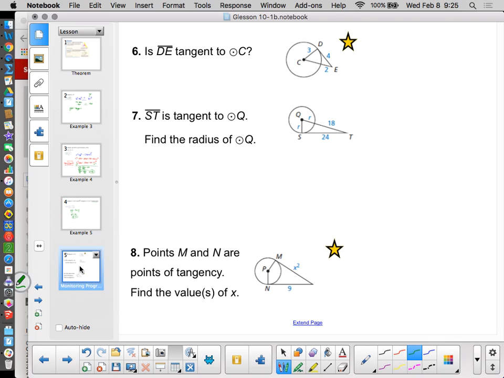Now you're going to get a couple chances. First off, it's going to be a yes or no. Very simple. Is DE tangent to circle C? Answer the question. Please note, however, that the 2 in this problem is just this part here. They don't give you the full length of CE. You are going to have to calculate that. So we'll give you that as problem number 1 today.